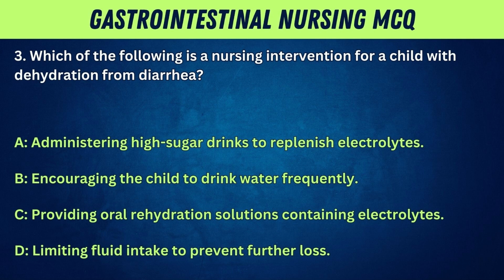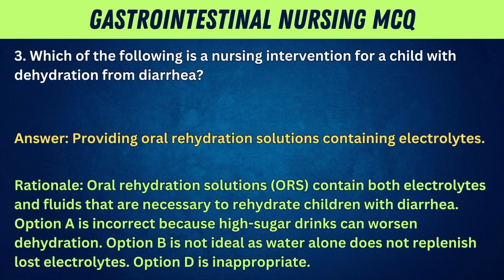3. Which of the following is a nursing intervention for a child with dehydration from diarrhea? A. Administering high-sugar drinks to replenish electrolytes. B. Encouraging the child to drink water frequently. C. Providing oral rehydration solutions containing electrolytes. D. Limiting fluid intake to prevent further loss. Answer. Providing oral rehydration solutions containing electrolytes.